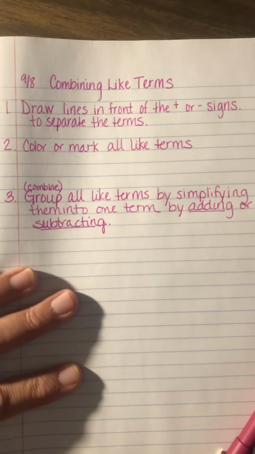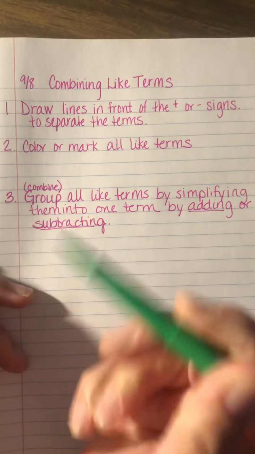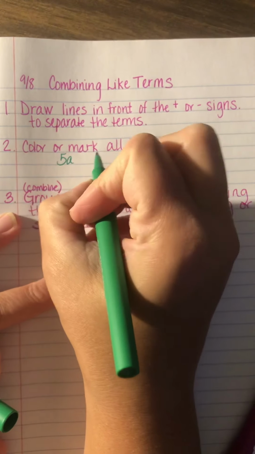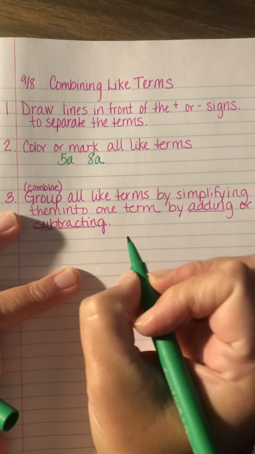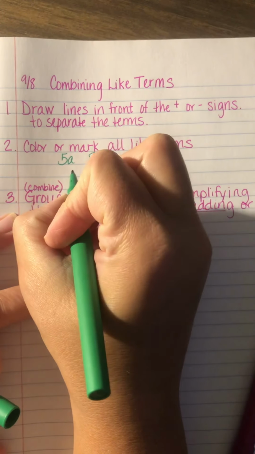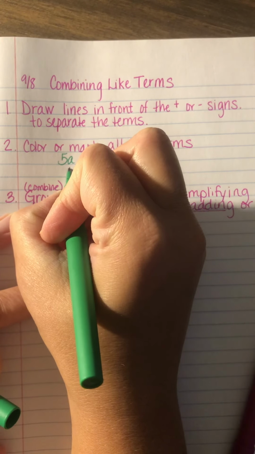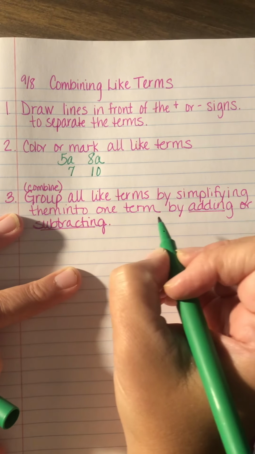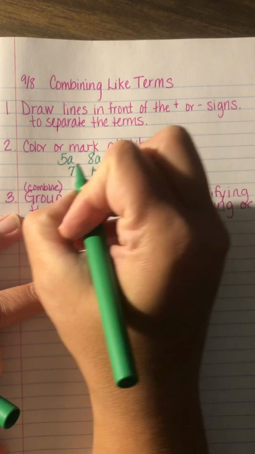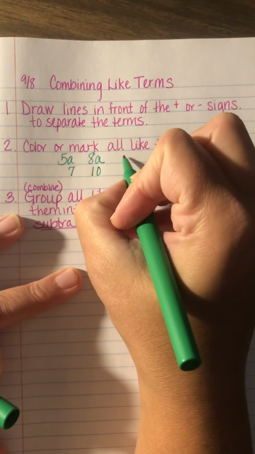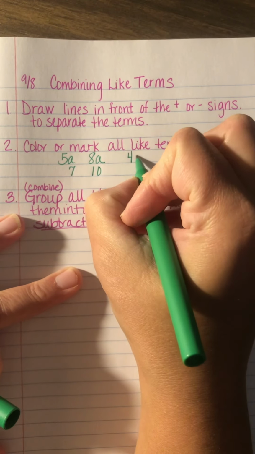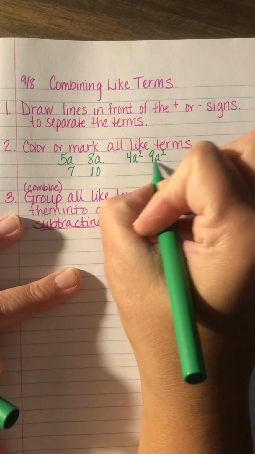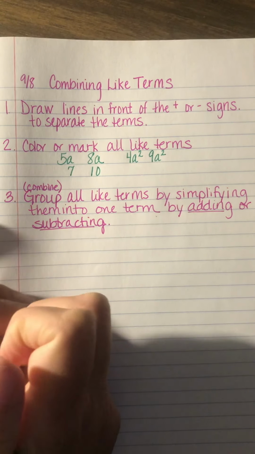So if I had terms that have the same variable, like 5a and 8a, those would be like terms. We could even have constants like 7 and 10. Those would be considered like terms. I could also have an exponent on my variable, so I could have like 4a squared and 9a squared. Those would be considered like terms.